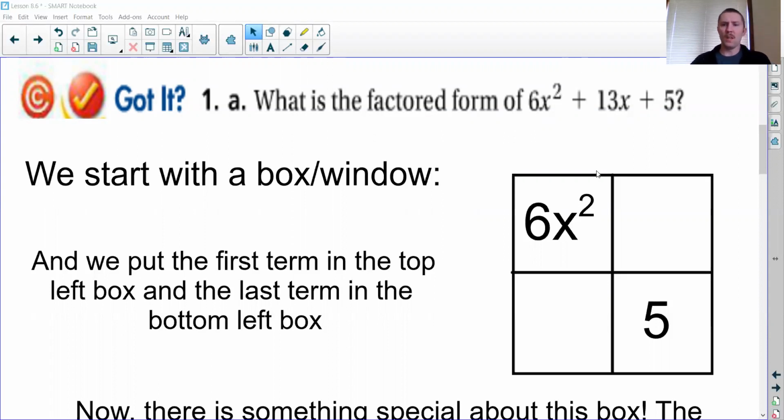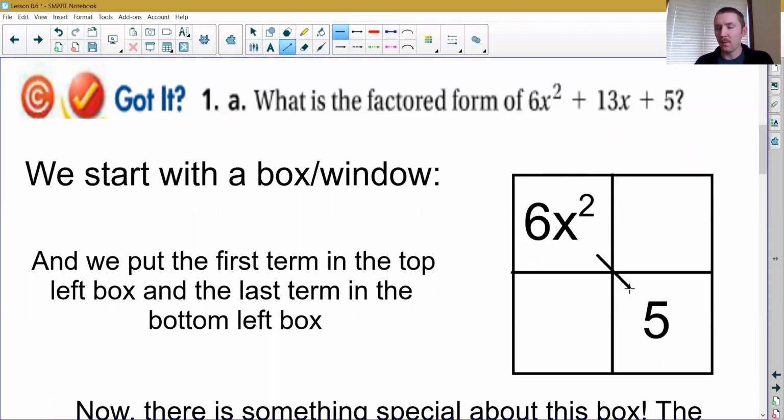So we start with the window, and we put the first term of our quadratic trinomial in the top left box, right? We put the last term, just the number, in the bottom right box. We multiply those together, and then we look for two numbers that multiply to be the same thing and add up to make this many x's. Okay, so this is the example we went through in the last video. So you can make this box again, and then we'll finish the process in this video, okay?